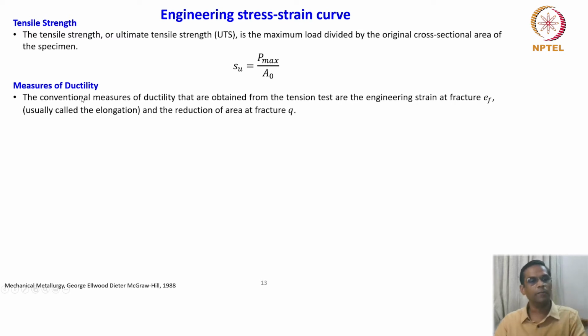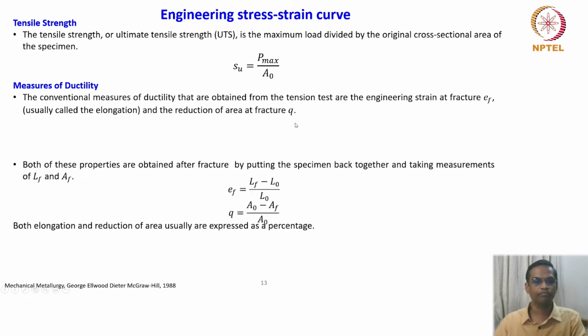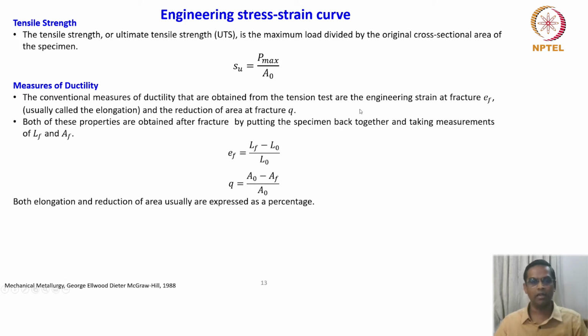What are the measures of ductility? The conventional measures of ductility that are obtained from the tension test are the engineering strain at fracture, that is e_f, usually called elongation, and the reduction of area at fracture, that is q. So elongation and reduction in area are the two measures of ductility in a material that are obtained from the simple tensile test. Both of these properties are obtained after fracture by putting the specimen back together and taking measurements of L_f and A_f. L_f is the final length, the length after fracture. A_f is the area after the fracture.